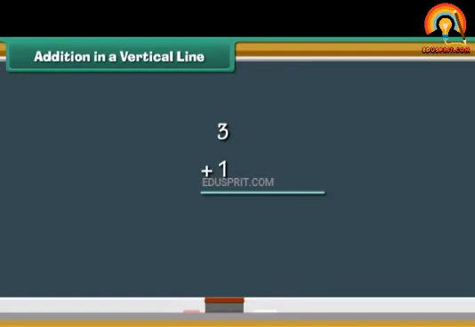Write the 2 numbers one below the other. Draw 3 vertical lines next to 3. Draw 1 vertical line next to 1. Count the vertical lines. 1, 2, 3, 4. 3 plus 1 is 4.